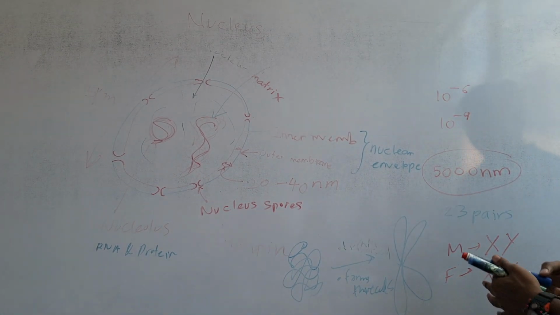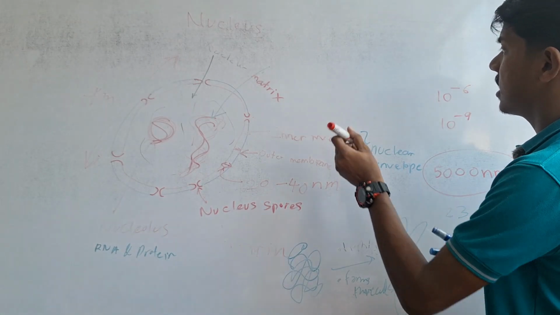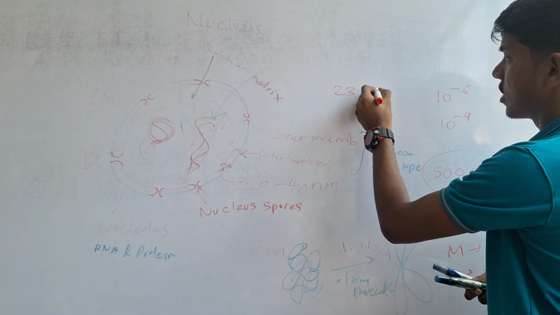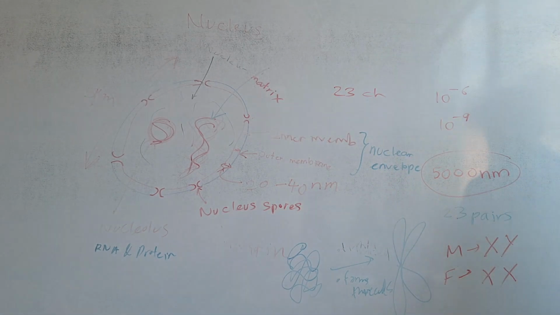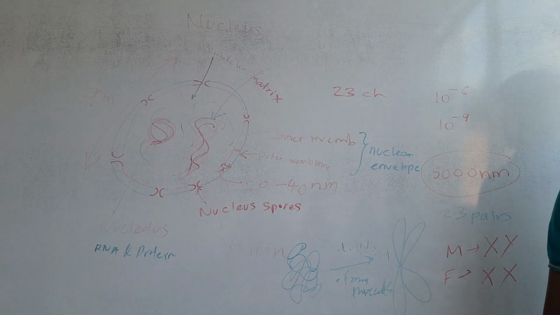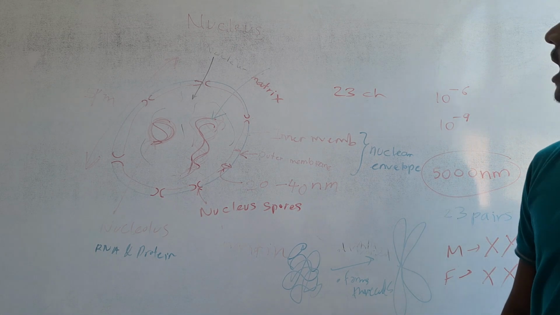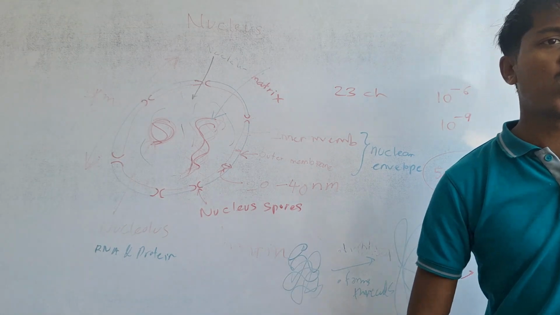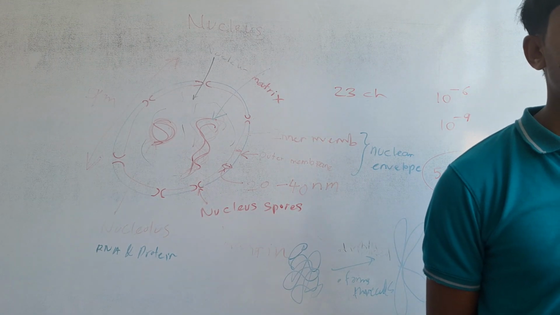Now tell, which human cell contains 23 chromosomes? Normally, all the human cells are composed of 23 pairs of chromosomes. But there's a cell that contains only 23 chromosomes.